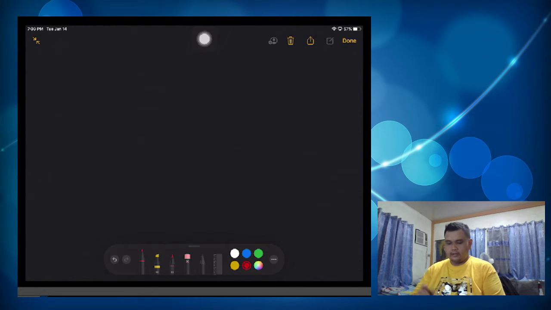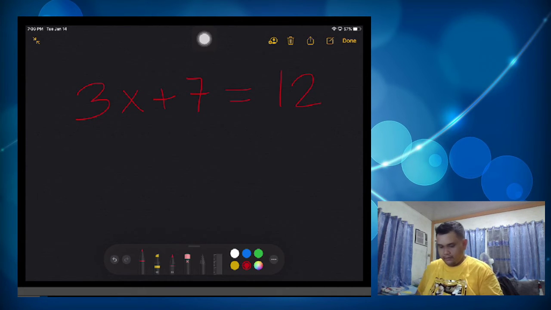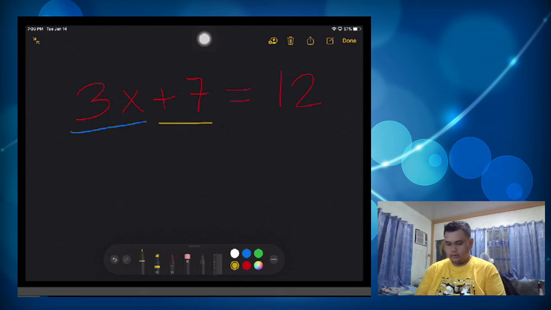Okay, so in this case, let's just write any example that involves anything there. So let's say we have 3x plus 7 equals, let's say, 12. Now, as you can see, we now have a combination of two situations. We have the process of multiplication here and the process of either addition or subtraction here.